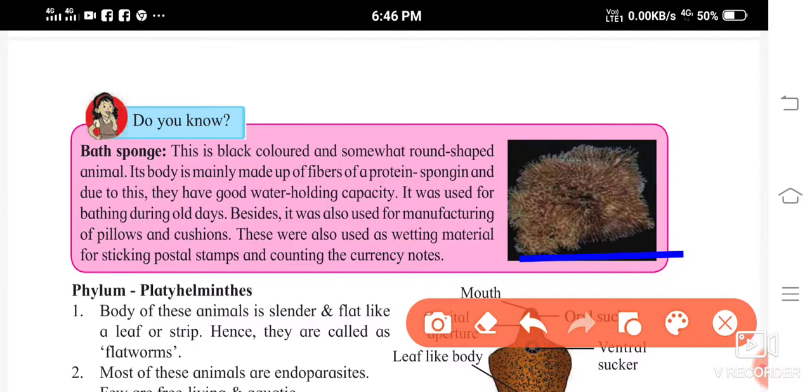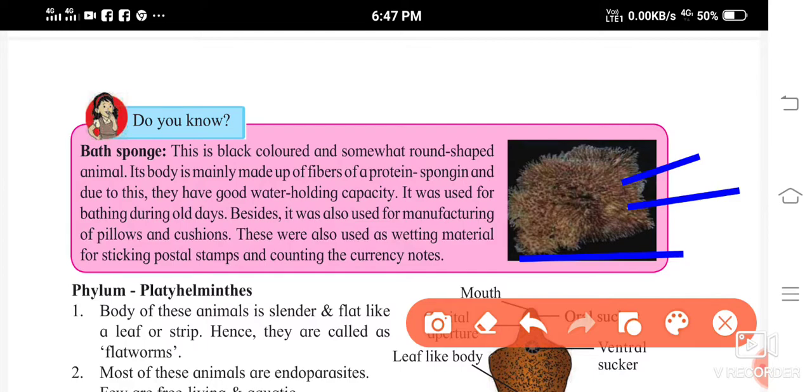Its body is mainly made up of fibers of a protein spongin, and due to this they have good water holding capacity. Fibers means thread-like. So the spongin is made up of proteins, and because of this they have a good capacity to hold water. What will happen if you keep it in water? It is going to absorb the water.